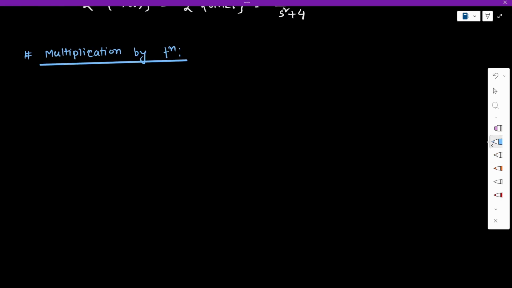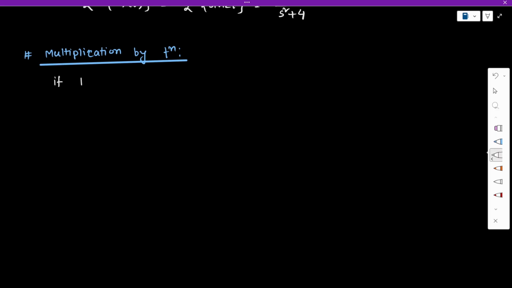Okay, so now we're going to talk about if a function has been multiplied with any power of t, how would we find the Laplace transform of that function? First of all, let us write the theorem first, and then we're going to try and prove it.